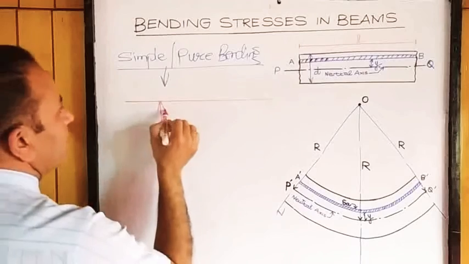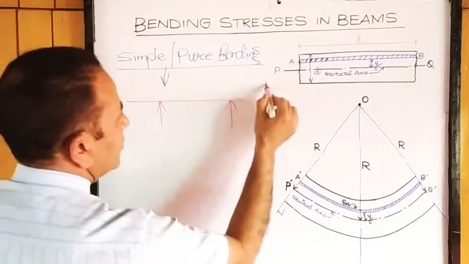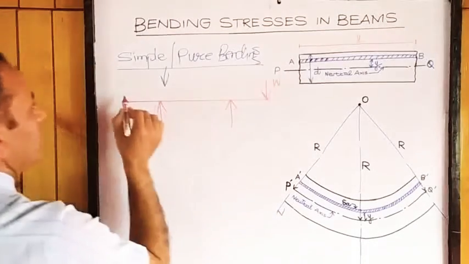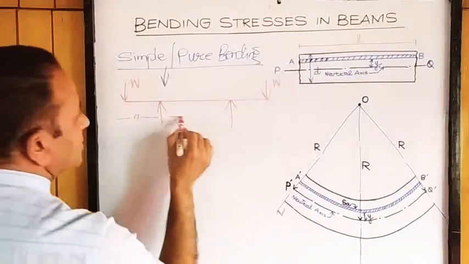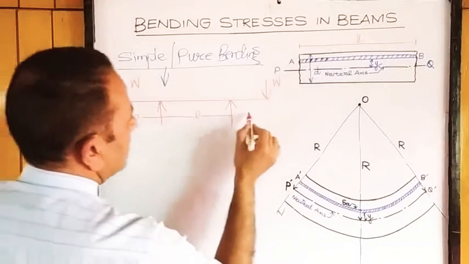this is an overhanging beam loaded with point load W here and W here. These are the overhangs A. This is span L. Overhang A.